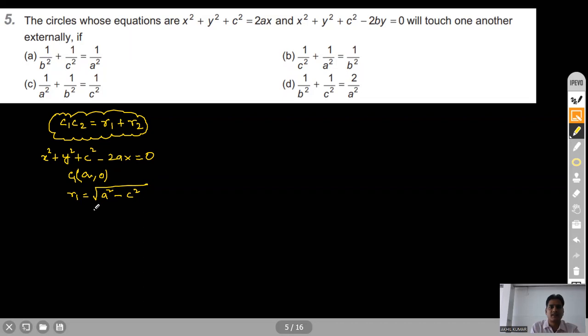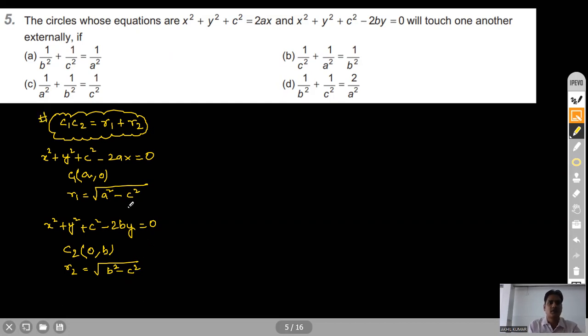Now let's take the other circle. It is given as x squared plus y squared plus c squared minus 2by equal to 0. So what will be the center of this circle? The center will be 0 comma b, because the x term is not here, right? And what will be the radius of this circle? It will be the square root of b squared minus c squared. Now apply this condition on this.